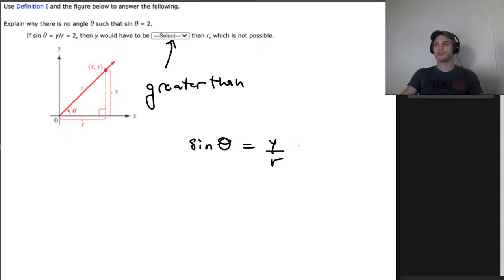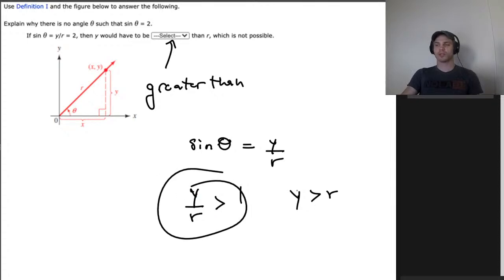The reason is because let's say y over r is greater than 1. I can multiply both sides by r. Now, r should be a positive number, so I don't need to flip the direction of my inequality here. So multiplying both sides by r gives me this, okay? So that implies if y over r, which is sine of theta, is greater than 1, then y must be greater than r. Now let's go back to our triangle here and see why that doesn't make any sense.